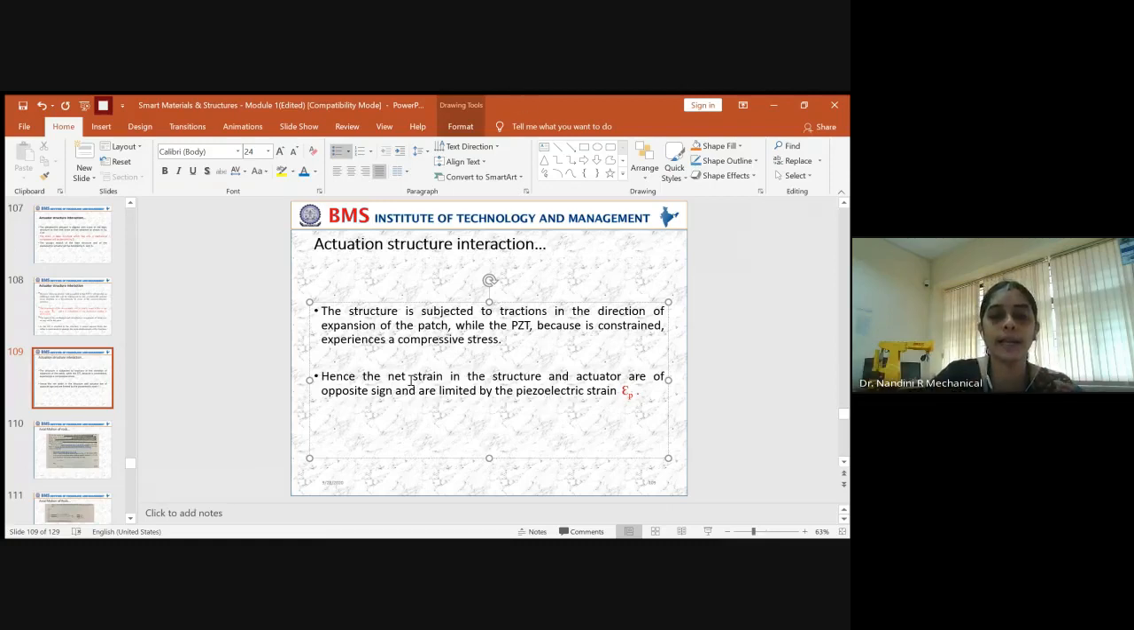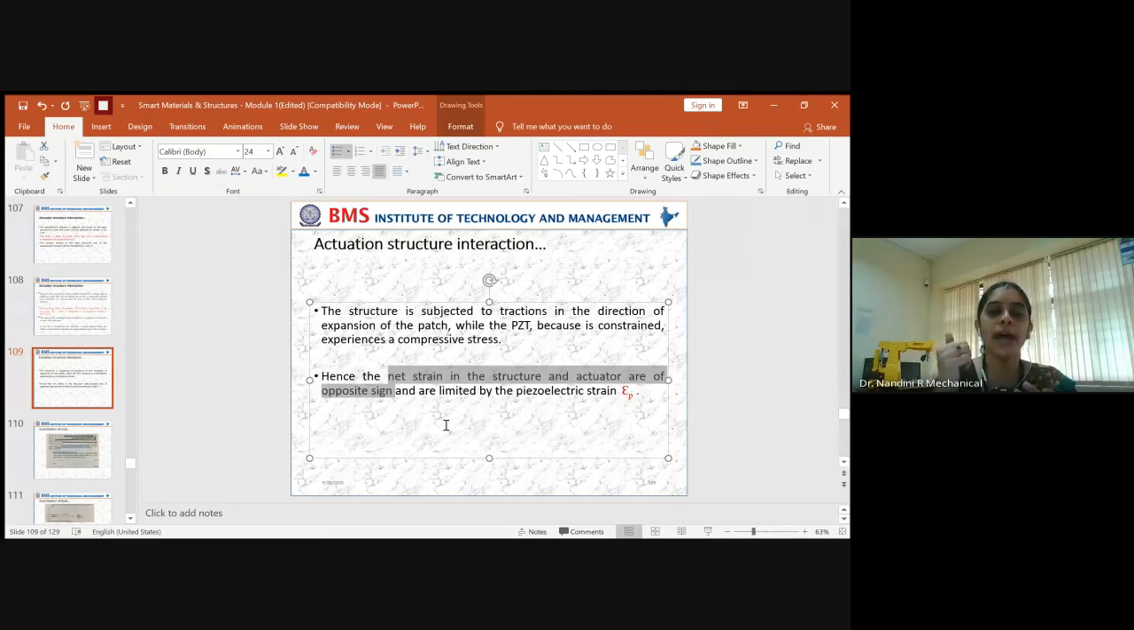So in this case, the net strain in the structure and the actuator will be of opposite sign. I told you the strain generated in the structure and the actuator could be the same or it could be different.